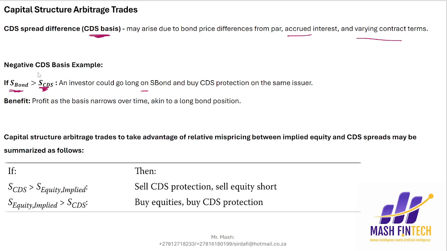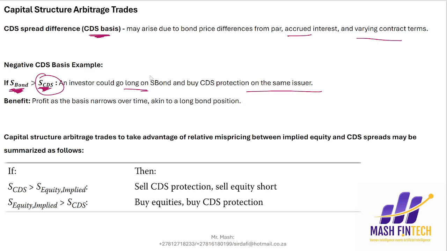cheap. This bond is cheap because it is a higher spread. Because it's cheap, you take a long position, you buy, and also you buy the CDS protection. Why? Because it's cheap as well. You are going to get a high return on your bond here, because the spread is higher than the CDS. So you're getting this high return and paying less for the protection. And this is done on the same issuer.